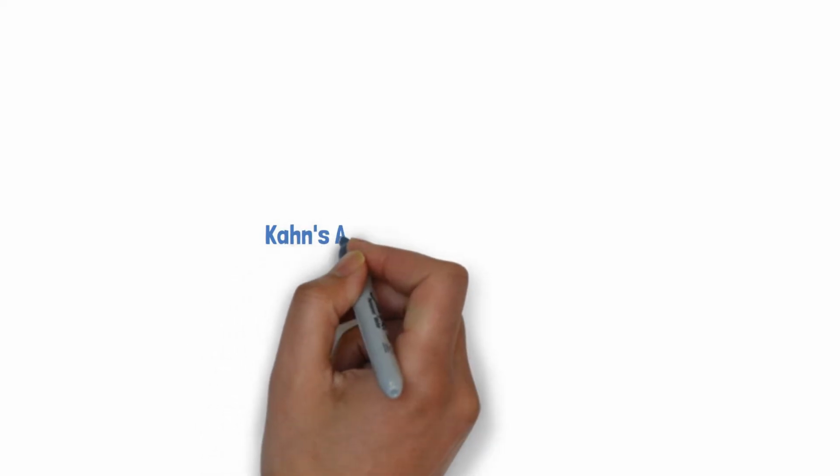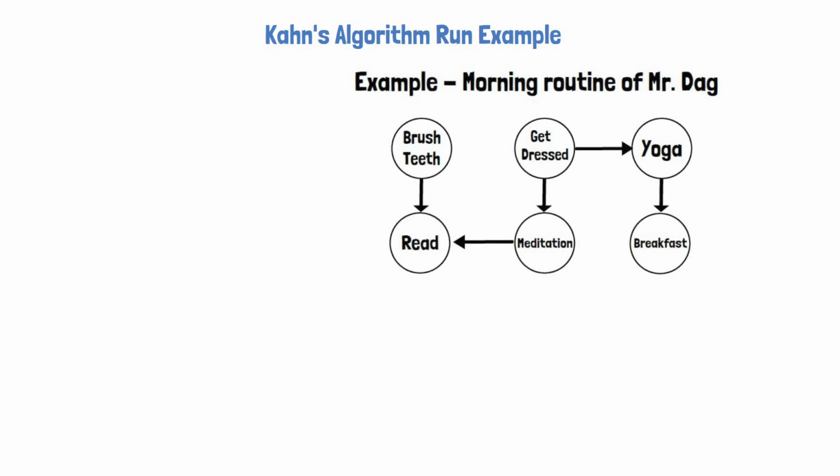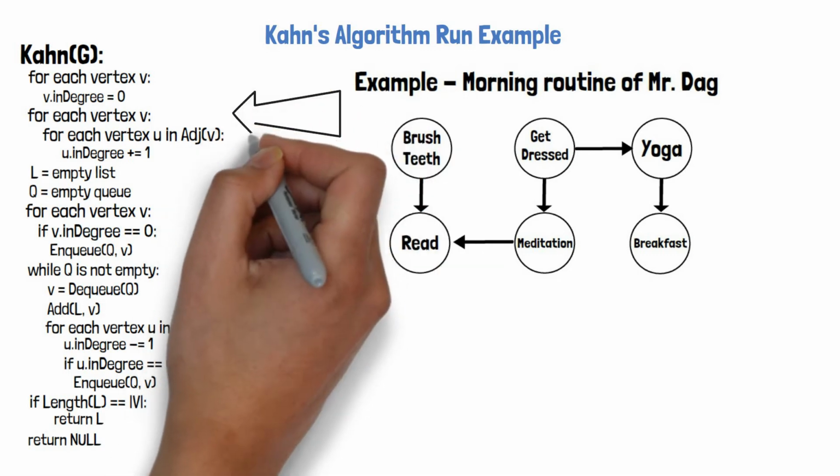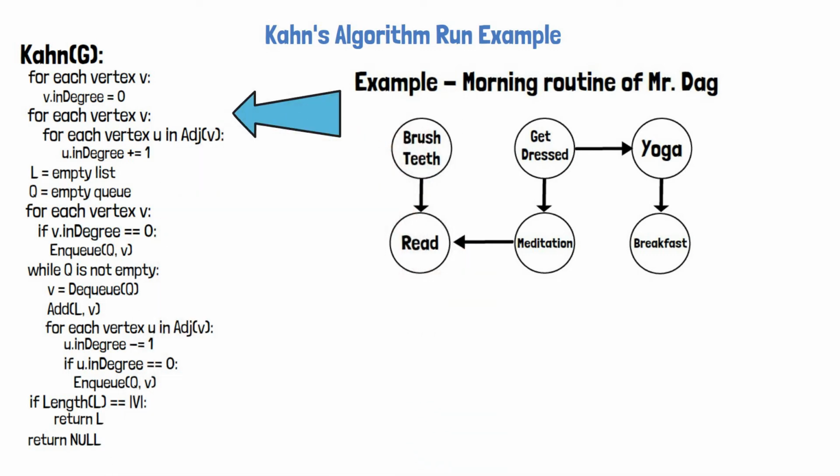Let's run the algorithm on our example graph. Here we have again the same graph we've used before, and on the left we have the pseudocode. We start with calculating the in-degree. We don't go over it step by step and just write next to each vertex its in-degree. For brush teeth it is 0, since it has no incoming edges. Read has 2 incoming edges, so we write 2. Similarly, we write 0 for get dressed, 1 for meditation, 1 for yoga, and 1 for breakfast.